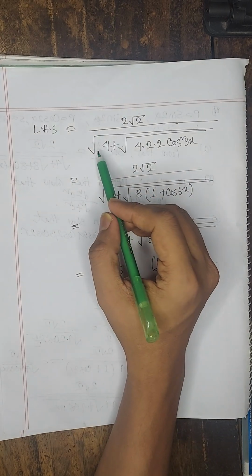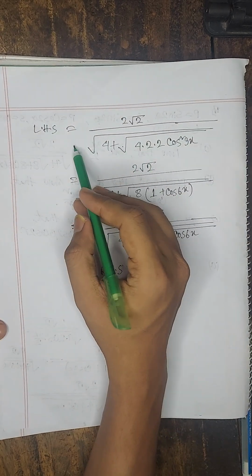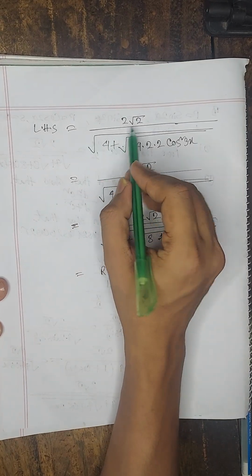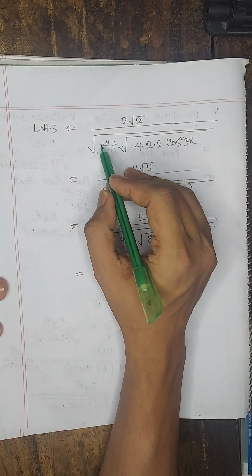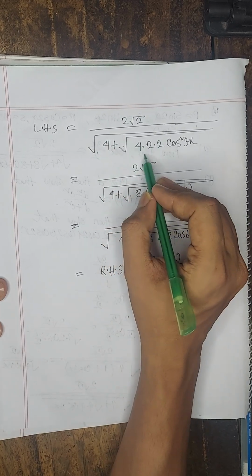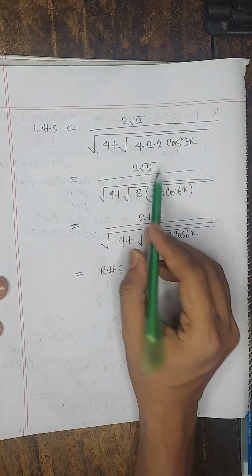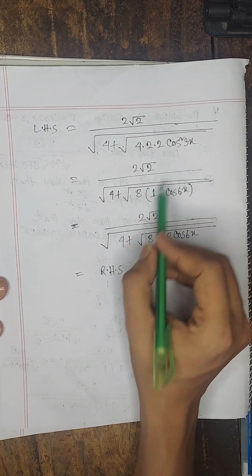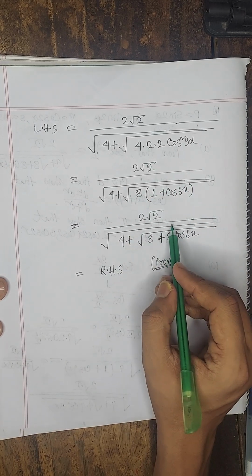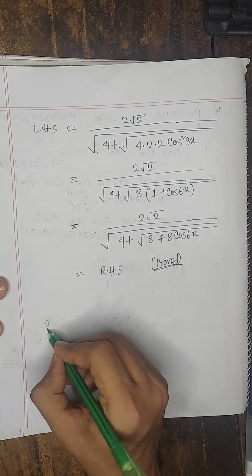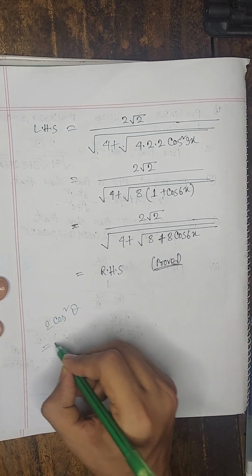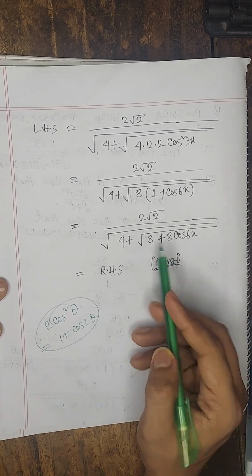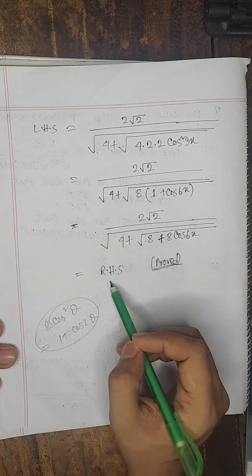In the second part we have to come to the next page. In the left hand side, root 2 divided by root over 4 plus root over 4 times 2 times cos square 3x, and here we get root over 8 times 1 plus cos 6x. Similar formula, 2 cos square theta we know is 1 plus cos 2 theta, we apply this formula here. Then we get our required right hand side.